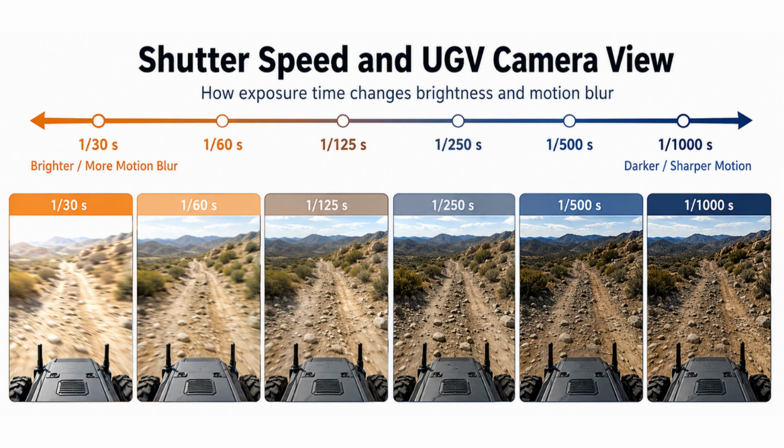This image shows how shutter speed changes a UGV camera view while moving across rough terrain. At slower settings, such as 1/30 or 1/60 second, the image is brighter, but motion and vibration create noticeable blur. As the shutter speed increases to 1/250, 1/500, and 1/1000 second, the terrain becomes progressively sharper and movement is frozen more effectively. However, the image also becomes darker because the sensor collects light for less time. The key is to balance brightness with motion clarity for reliable vehicle navigation.